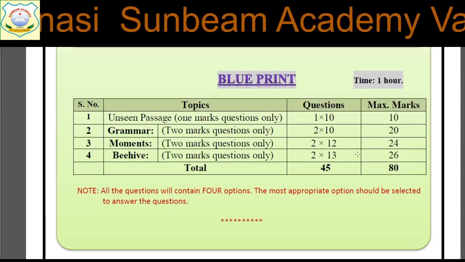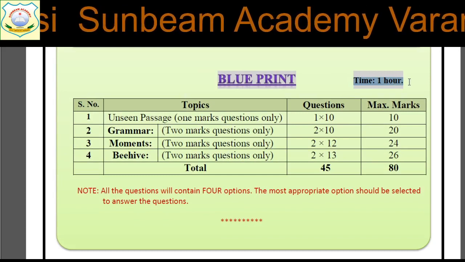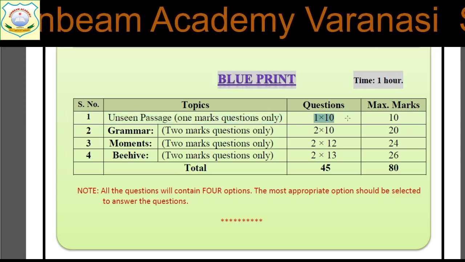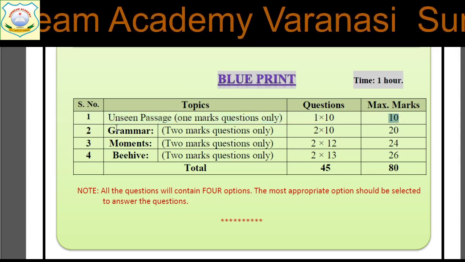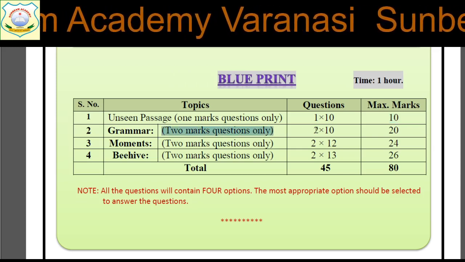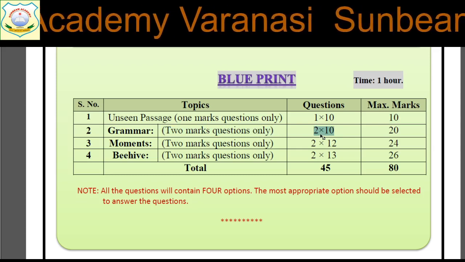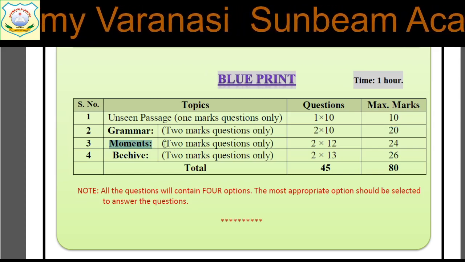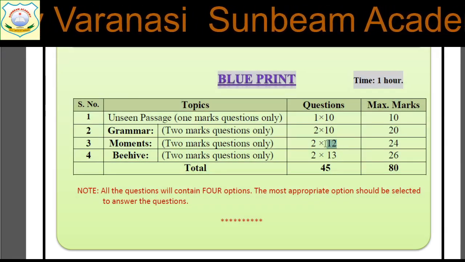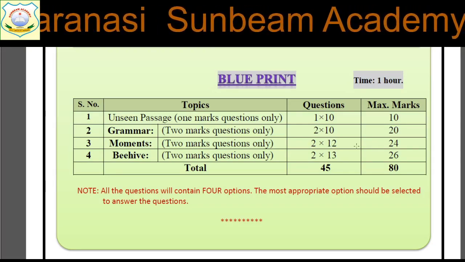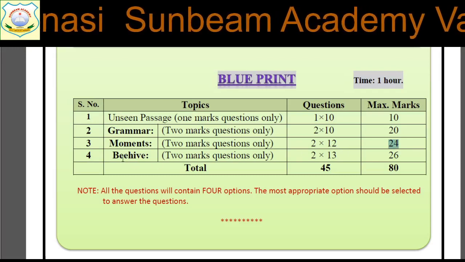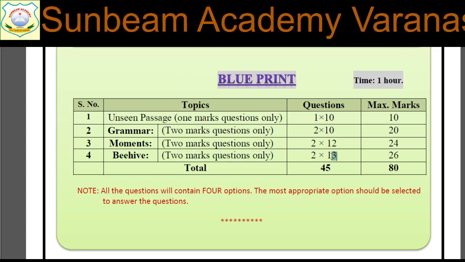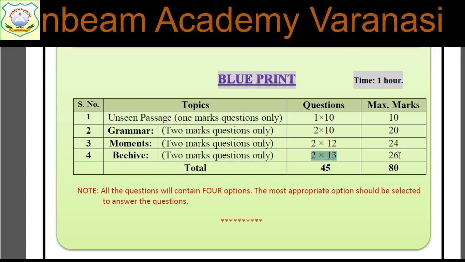Next is the blueprint. The exam will be for 1 hour, and in unseen passage there will be only 1 mark questions. There will be 10 questions for 1 mark, and it will carry a total of 10 marks. In grammar, children, there will be only 2 marks questions, and there will be 10 questions. Each will carry 2 marks, and it will be for 20 marks. In Moments, there will be 2 marks questions only, and a total of 12 questions will be asked. Each will carry 2 marks, and the total will be 24. In Beehive, 2 marks questions will be asked only, and there will be a total of 13 questions. Each will carry 2 marks, and it will be for a total of 26.